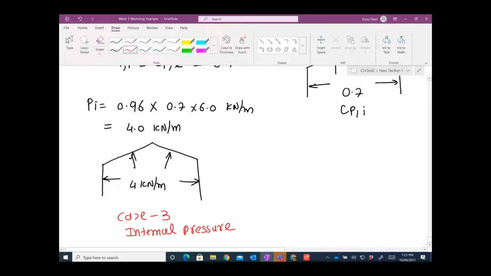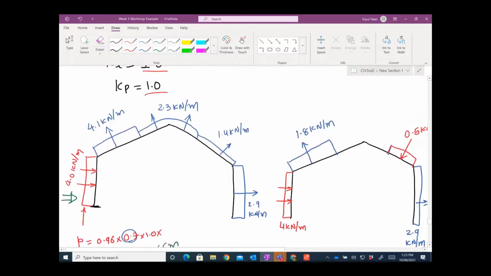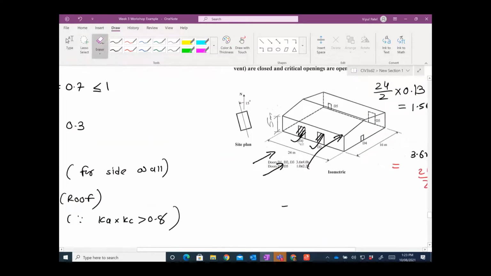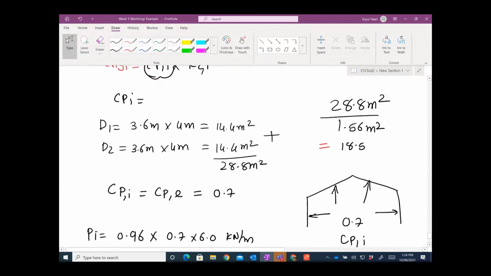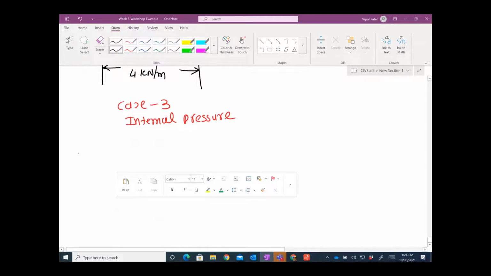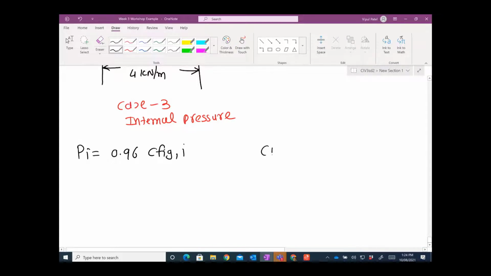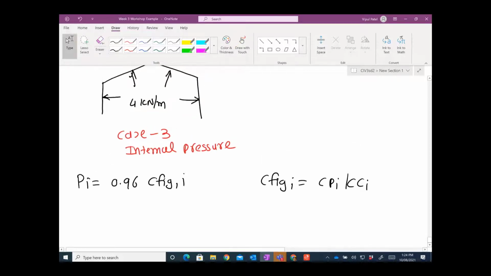Someone might say, okay, let's keep the D1 and D2 closed and let's open D3 and D5. Let's open here. So I think the story will still be the same. We need to calculate the pressure, internal pressure in that case. The internal pressures Pi equal to 0.96 C fig I, and C fig I equal to CPI KCI.